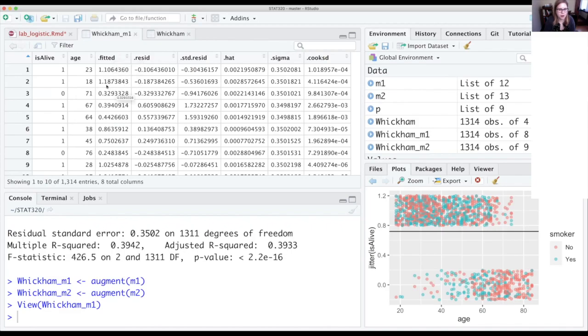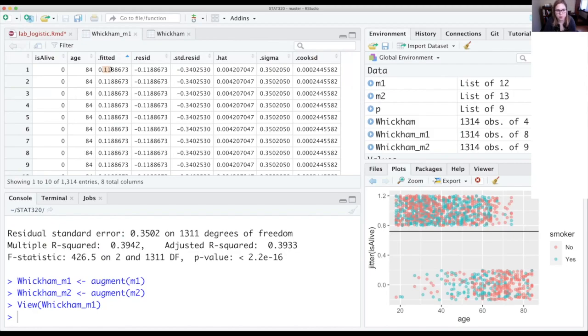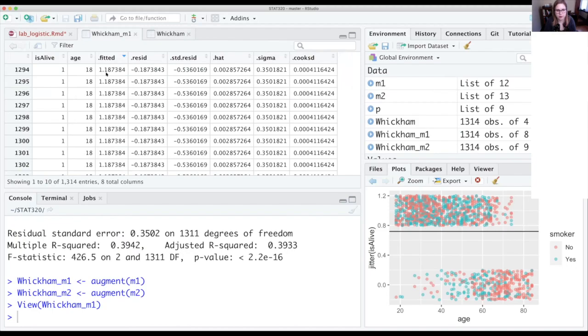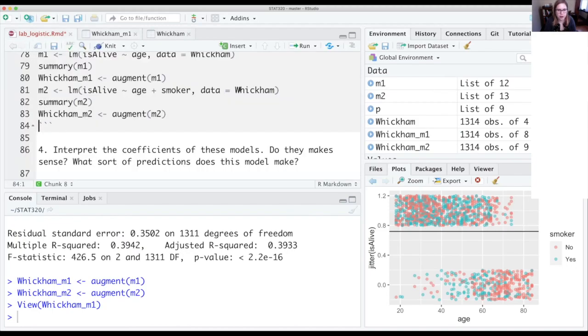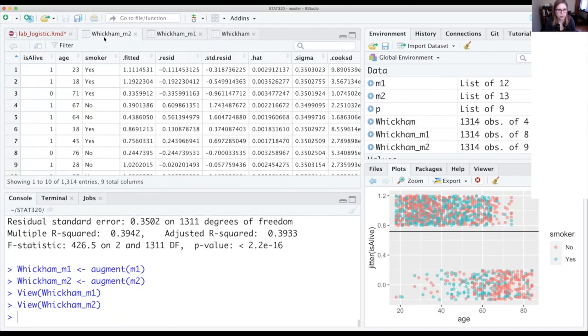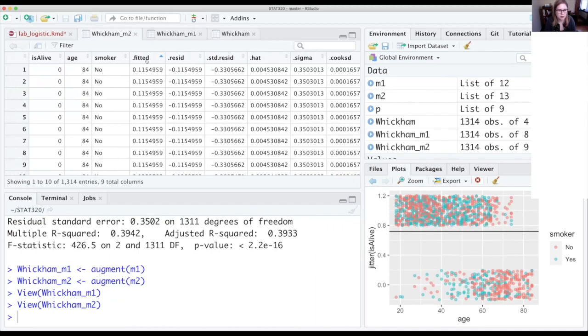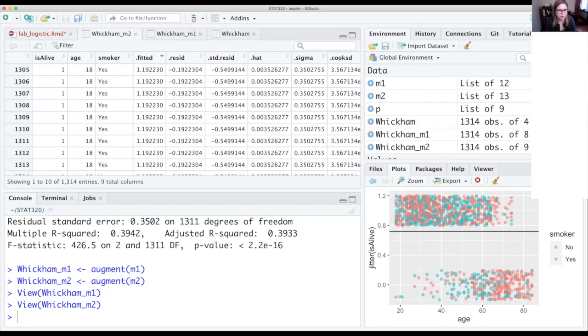And you can see already at the top, this person is predicted to be 1.1 alive. That doesn't really make sense. This person is predicted to be 1.18 alive. The lowest one is 0.11. So it doesn't go negative, but it's going above 1. So that's not good. And I think the same thing happens with my multiple regression model. Doesn't go negative, but it goes above 1.